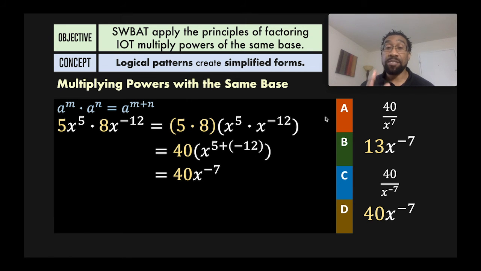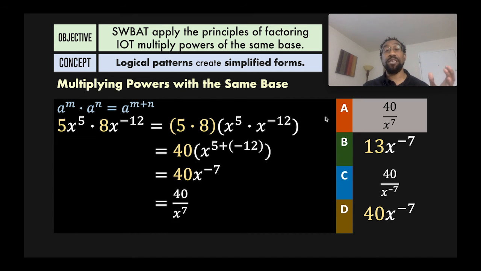So we have to continue simplifying this. If you have a negative exponent, we have to flip it over and change the sign of the exponent, just the base with the exponent on it. Then we're going to get 40 over x to the positive 7. 40 over x to the positive 7. So let's try another one.